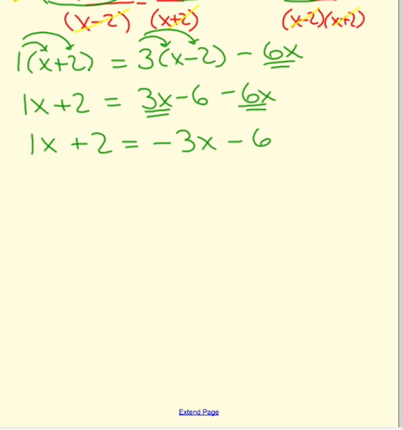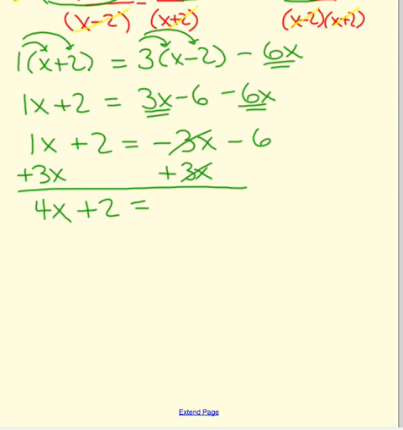Now I'm going to go ahead and add a 3x to both sides. Start to get my like terms together. So that becomes 4x plus 2. Negative 3x and 3x cancel. So you're left with negative 6. And I'm going to bring that 2 to the right. So I'm going to subtract 2 from both sides.